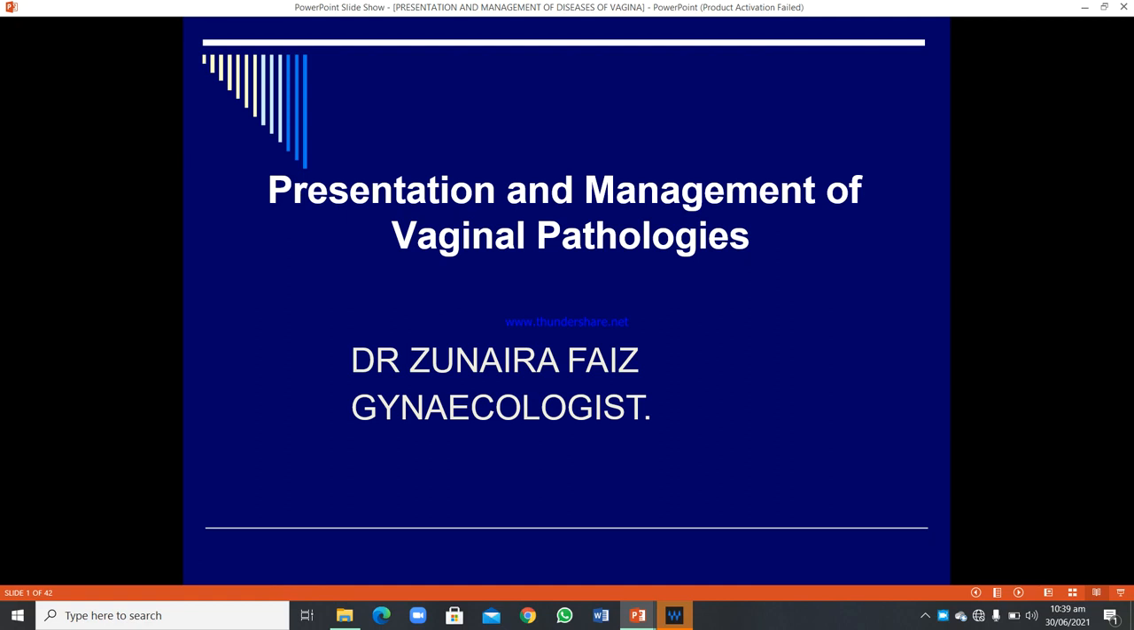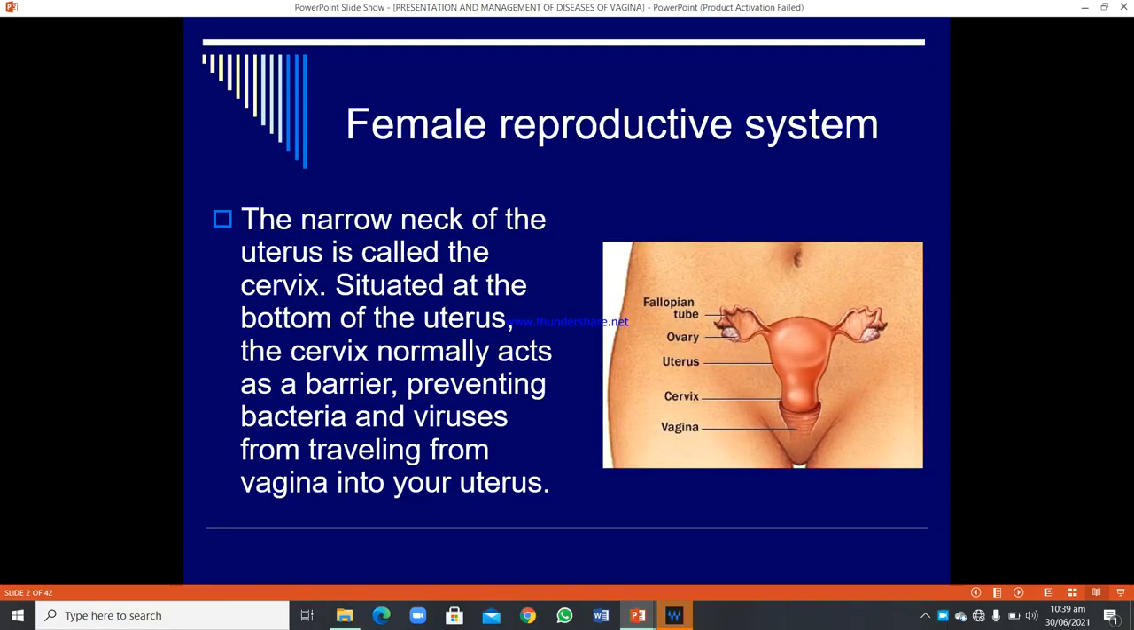The topic of discussion is presentation and management of vaginal pathologies. This is Dr. Zunaira Faiz. I just want to throw a little light on the female reproductive system before starting the topic. The narrow neck of the uterus is called the cervix. Situated at the bottom of the uterus, the cervix normally acts as a barrier, preventing bacteria and viruses from traveling from the vagina into the uterus.